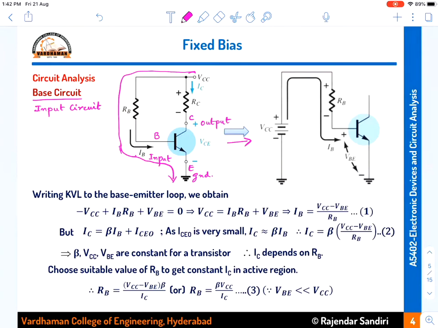And this battery VCC, as I already told in the previous slide, is nothing but a battery with the positive terminal connected here and the negative terminal connected to the ground. I'm connecting the actual battery here with the negative terminal to the ground and the positive terminal to the resistor RB. Then the resistor RB is connected to the base of the transistor, and the emitter of the transistor is connected to the ground.